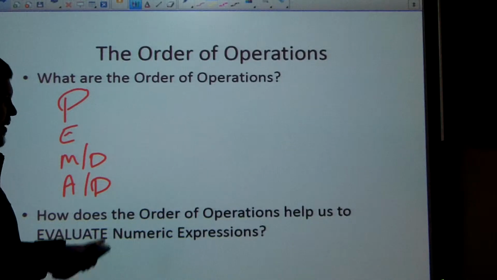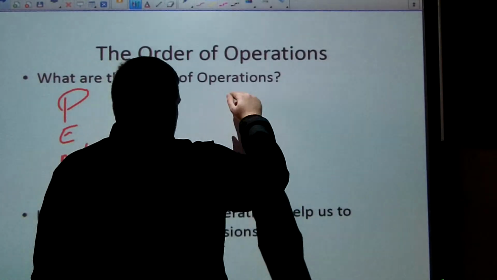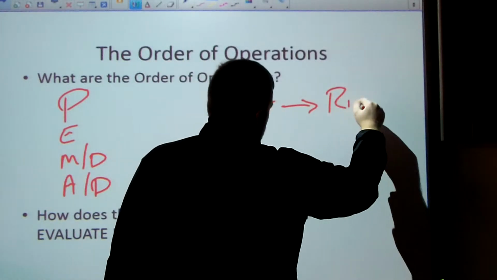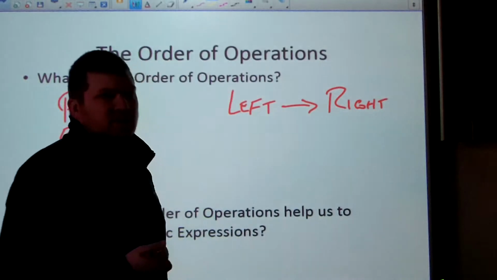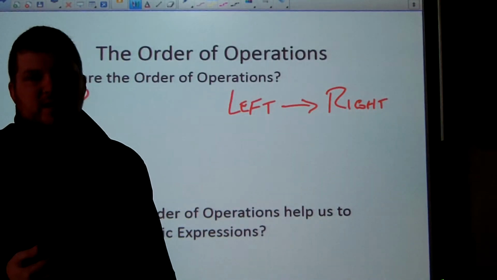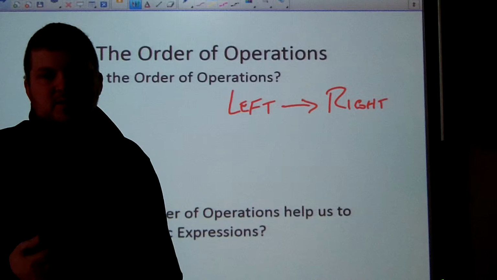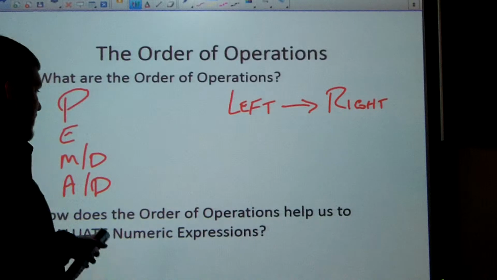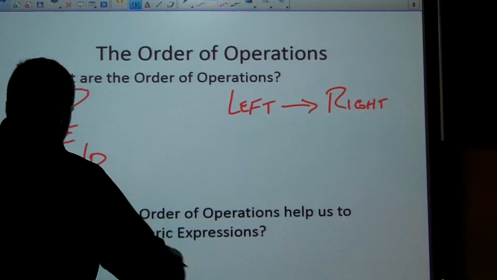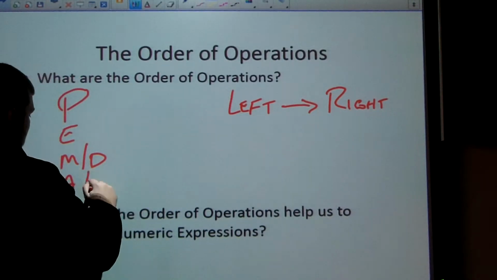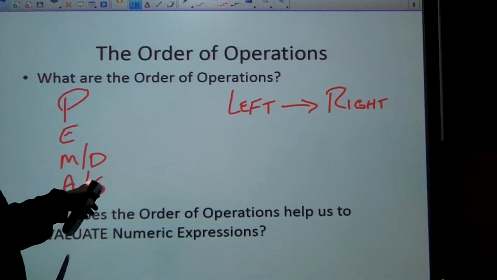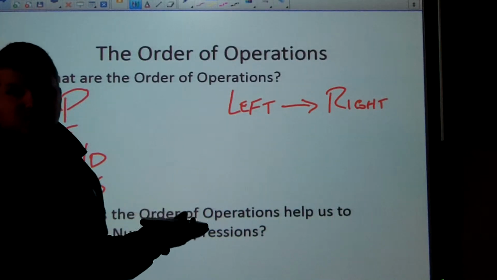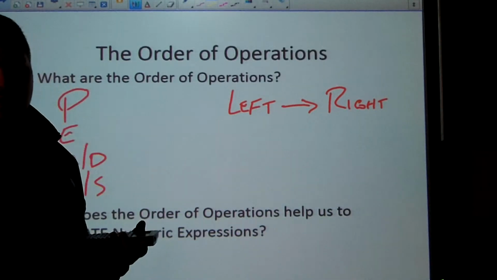But what we need to remember, what people often forget, is that this is from left to right. There are all these problems floating around on Facebook about different expressions, simplifying them using the order of operations. And what people forget is you have to take care of left to right. So let's say you had subtraction and then addition. Well, you take care of this left to right. You would take care of the subtraction first before the addition.